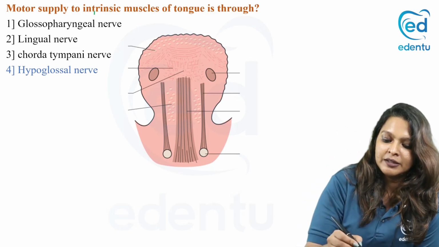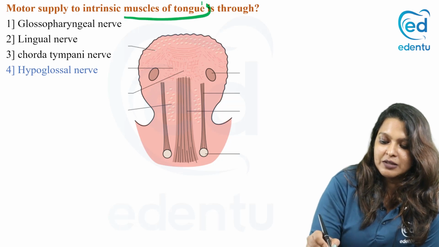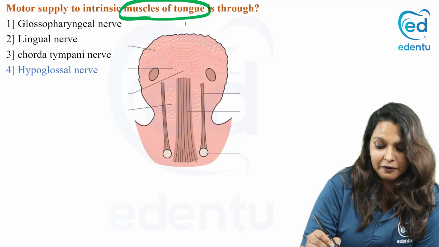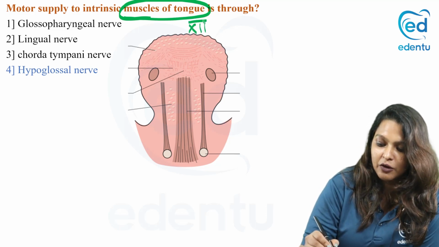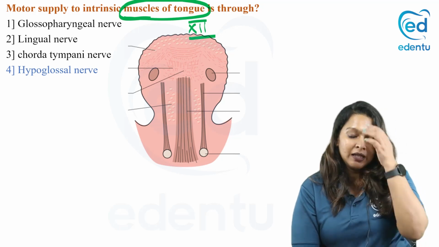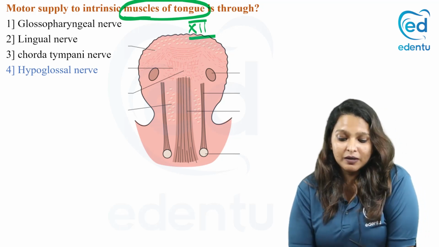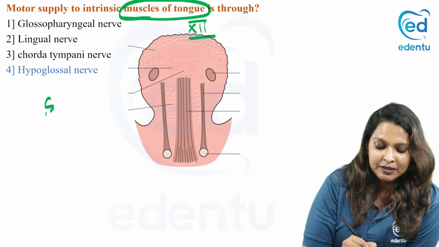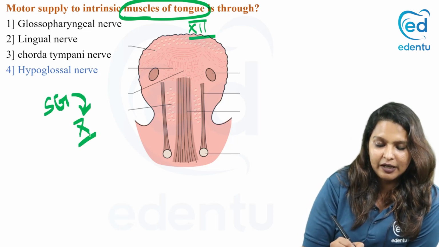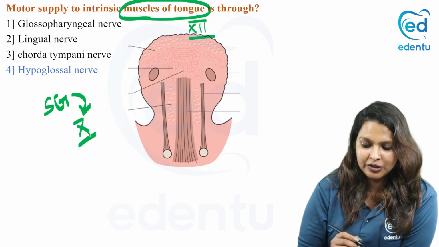Motor supply to the intrinsic muscles of the tongue. All the muscles of the tongue are supplied by the same nerve, which is the 12th cranial nerve or the hypoglossal nerve, except for only one, that is the styloglossus. Styloglossus alone is supplied by the 10th cranial nerve through the pharyngeal branch.